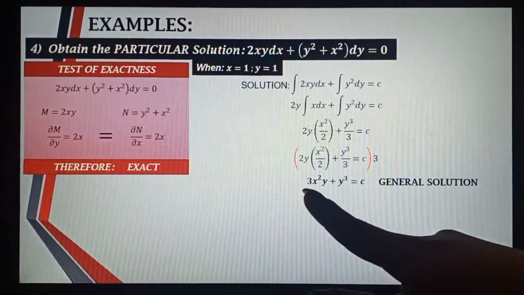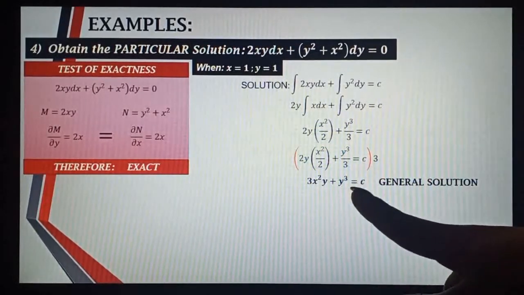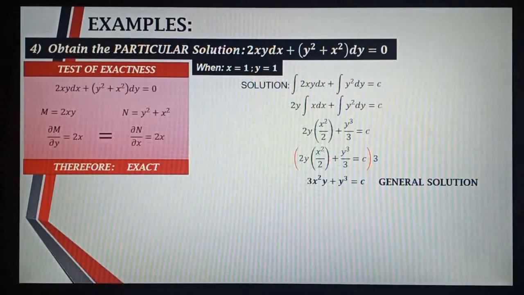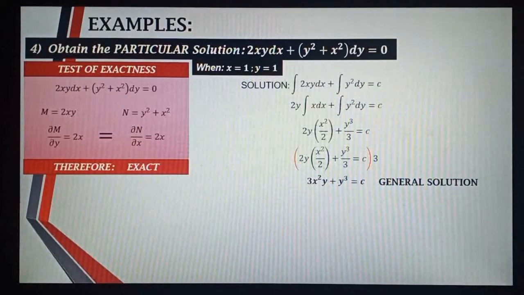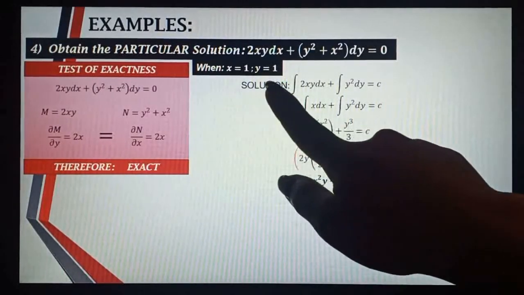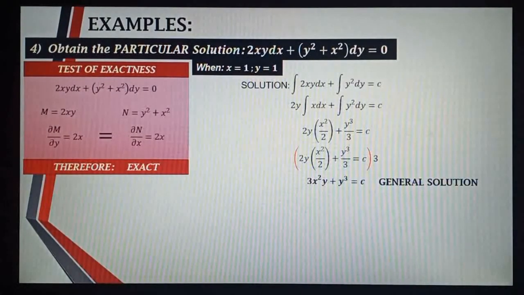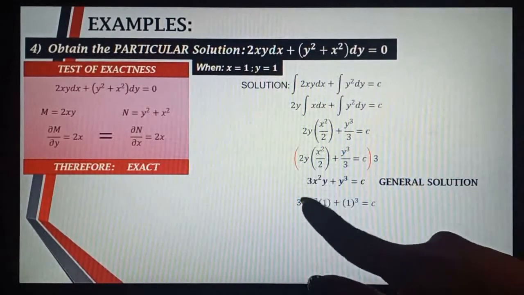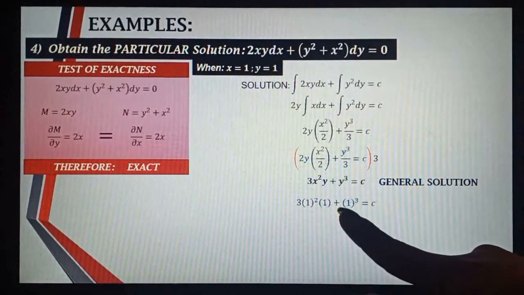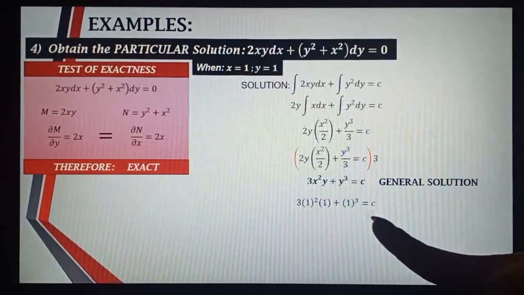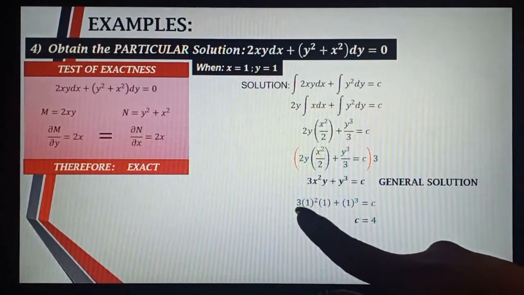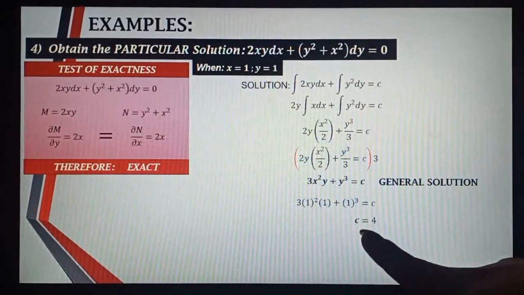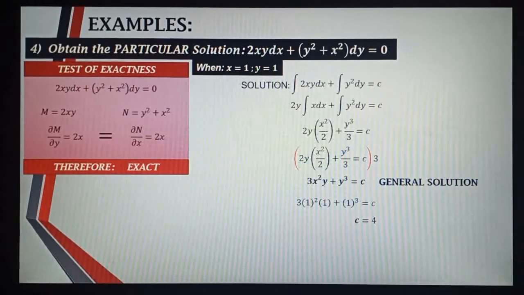Now this is your general solution since you have the presence of the arbitrary constant c. Our target here is to find the particular solution. So now we have to use the condition of x is 1 and y is 1. So if substitute natin si x at si y, you will now have 3 multiplied to 1 squared multiplied to 1 plus 1 cubed, then equated to c. So this will be 3 plus 1. So the value of c is 4.